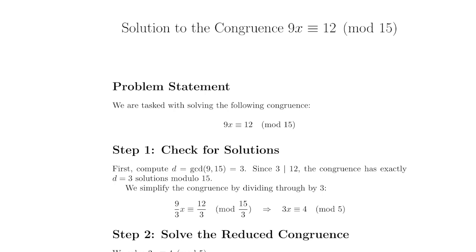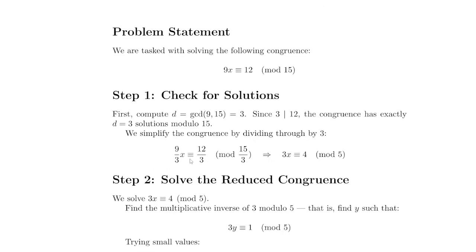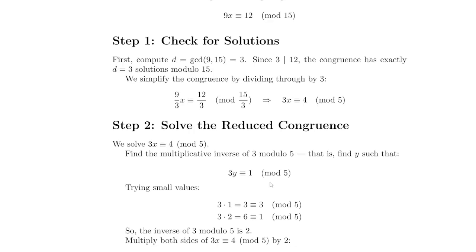Next, we simplify the congruence by dividing everything by 3 to get 3x is congruent to 4 mod 5. So this is a simpler congruence that we can work with. Now, let's focus on solving 3x congruent to 4 mod 5.